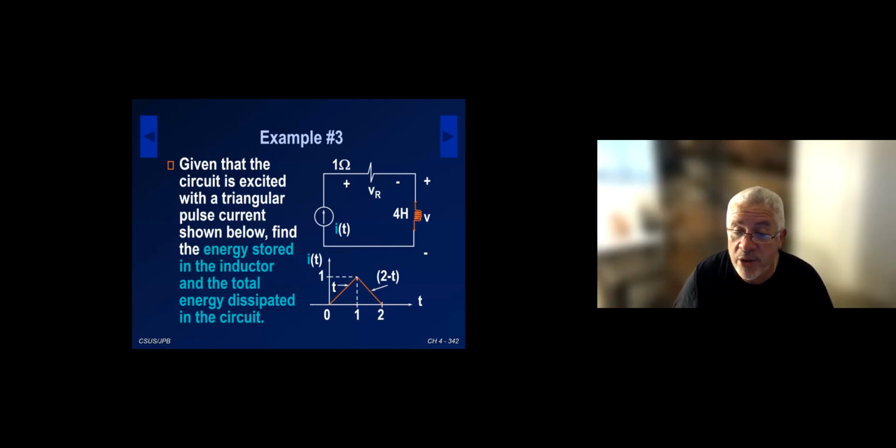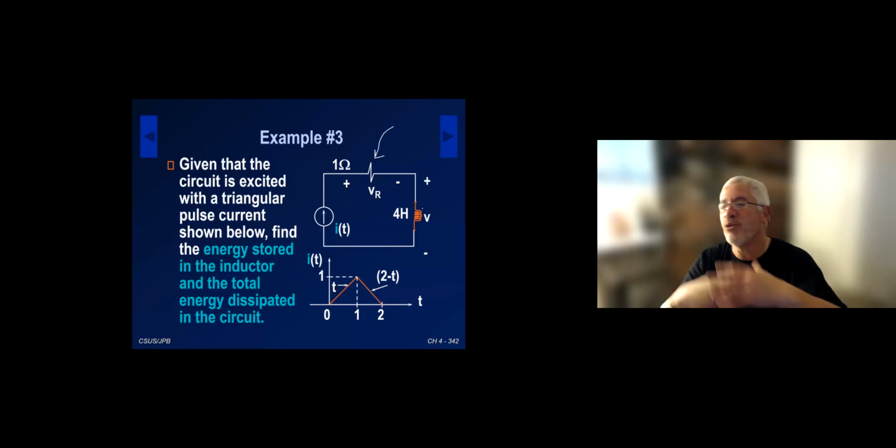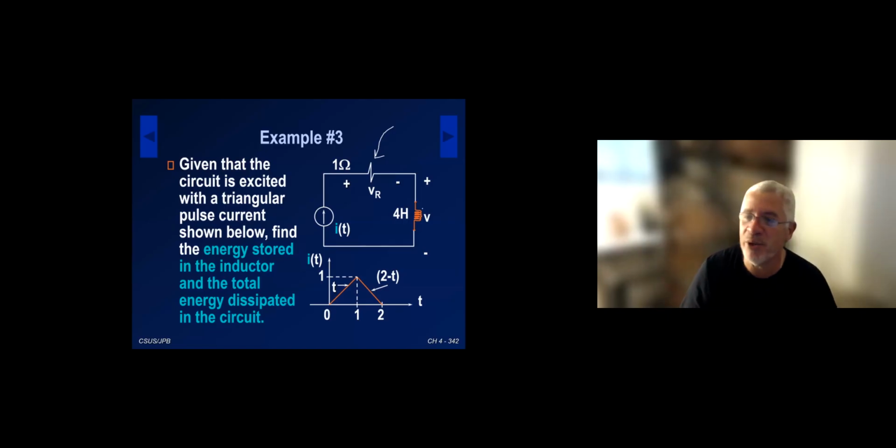So the current is 0 up to time t equals 0. Between 0 and 1 second, it is t. And between 1 and 2 seconds, it is 2 minus t. So it's a triangular pulse. And then we're asking to find the energy stored in the inductor and the energy dissipated in the circuit. You can tell that the resistor is going to dissipate all the energy eventually. The inductor is going to store energy at some point and release it later, but the resistor doesn't do anything too sophisticated. It just burns it.